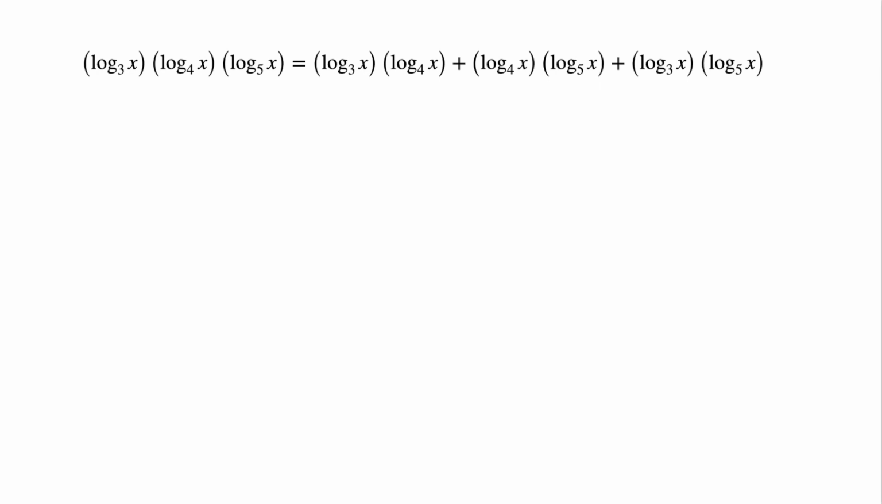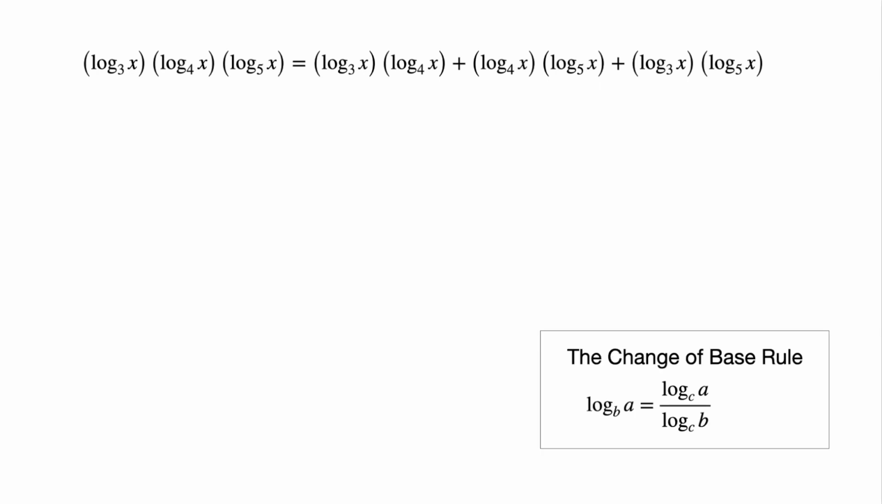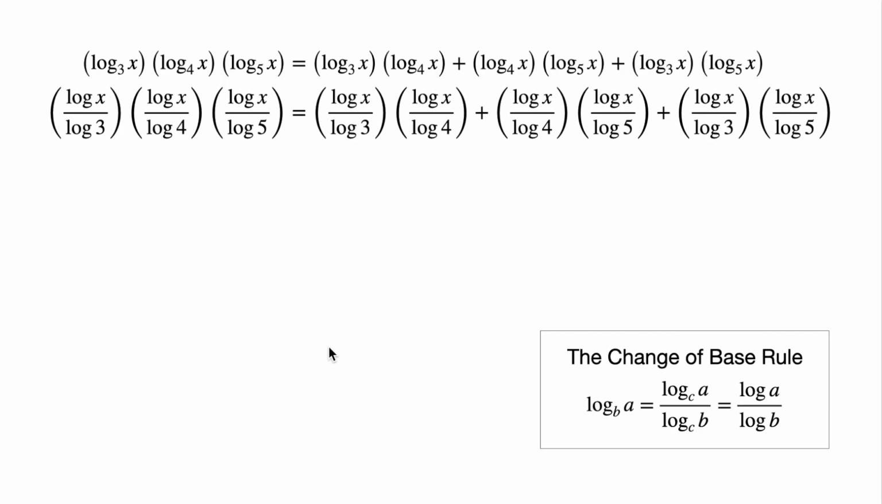and solve for x. So we're going to use something called the change of base rule. As a reminder, it says that log of a base b is equivalent to log of a base c over log of b base c. So it'll work as long as both of them have the same new base c, which also means that the new base could be 10. So you could just rewrite this as log a over log b, and that's what we're going to use for today's problem. We rewrite all of these as log x over log of whatever the original base was.